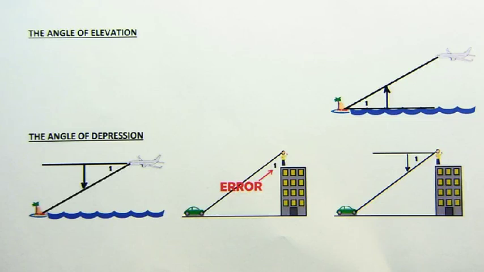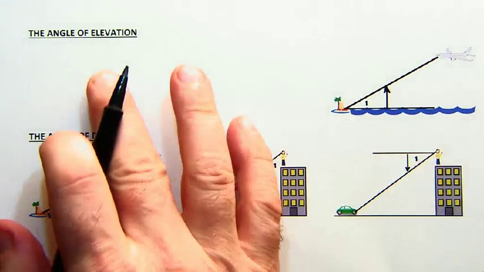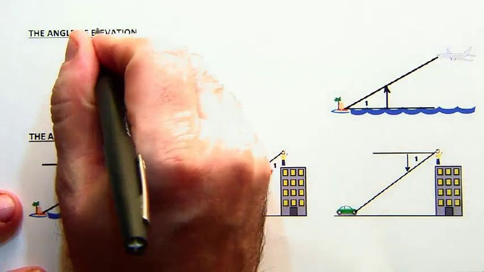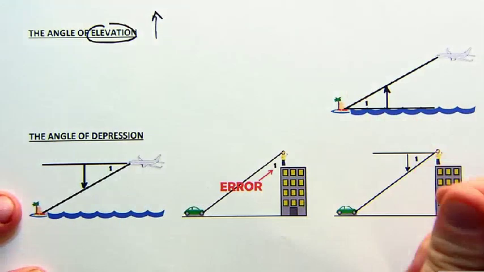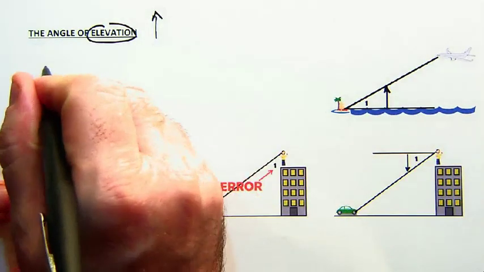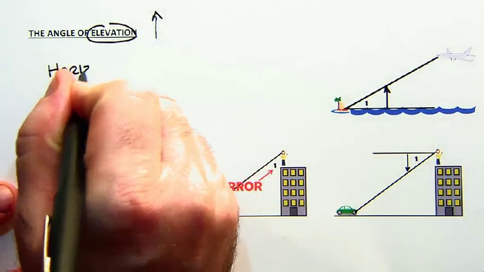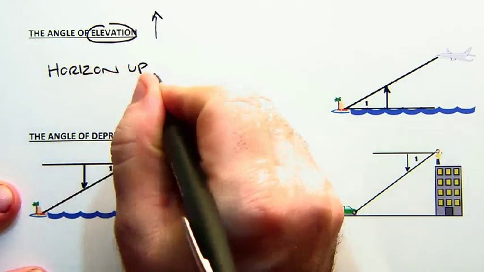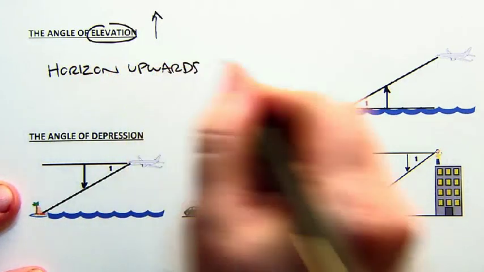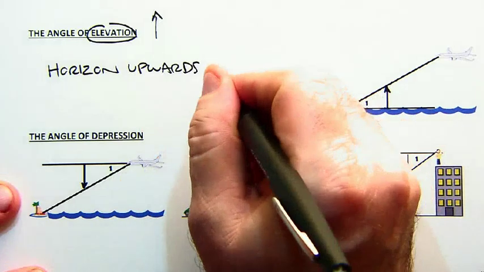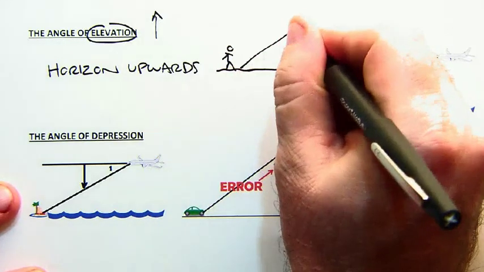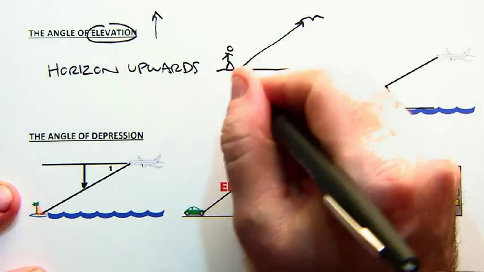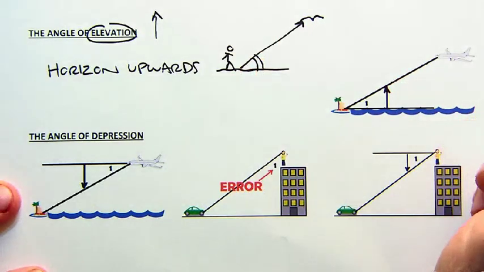The first thing that they talk about, and a very common word in trig problems, is the angle of elevation. You see, the word elevate means upward, right? Or elevator. So basically the angle of elevation is from a horizon upwards. That could be if you're standing on a street looking up at a bird or something, the angle of elevation would be here.